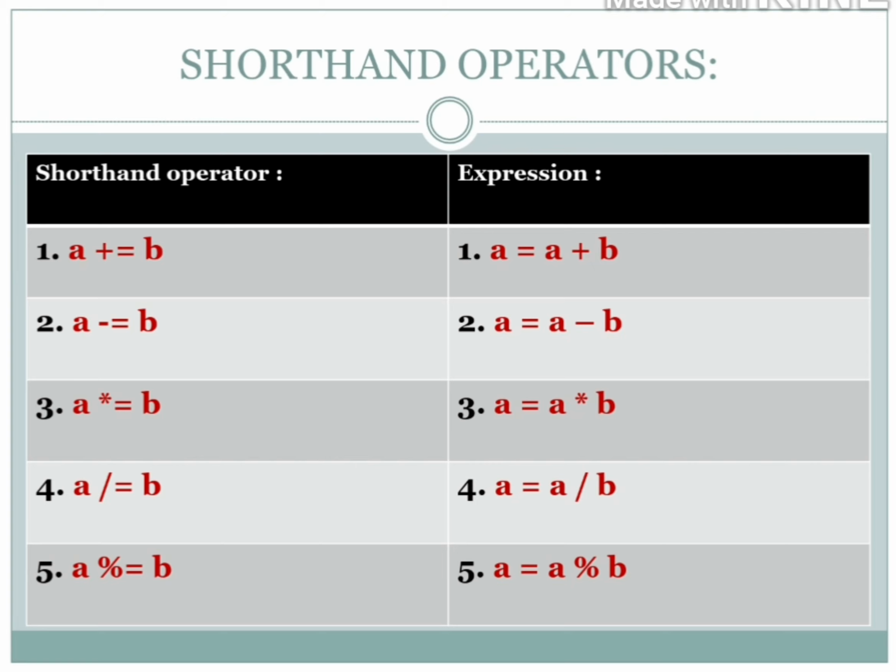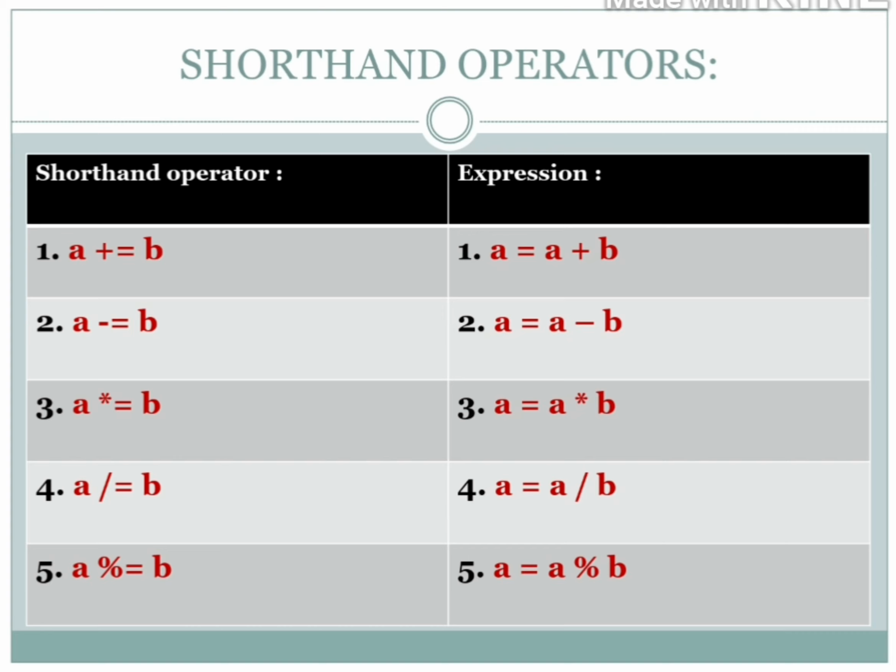A is equals to A plus B. If you want to write it this way, you can. If you want to use a shorthand operator, you can use it. But remember, the variable should be present on both sides, between the equals to, on the left side and also on the right side. Then you are able to use a shorthand operator.